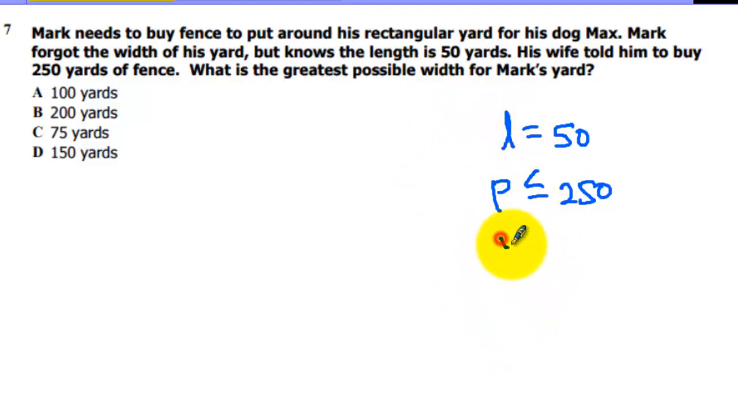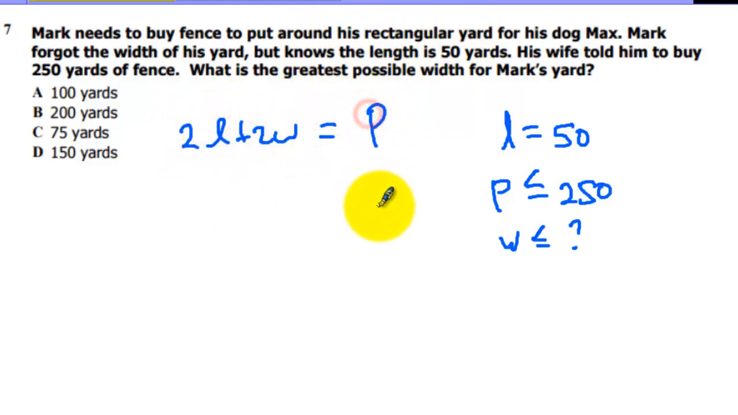We're trying to find the width, or the greatest possible width. So whatever this value is, the w or the width should be equal to that value, or it can be less than that value. Since we have here a rectangular yard, we are going to use the formula 2L plus 2W equals P. But again, the perimeter can be equal to 250, and depending upon the value of our width, the perimeter can also be less than 250.